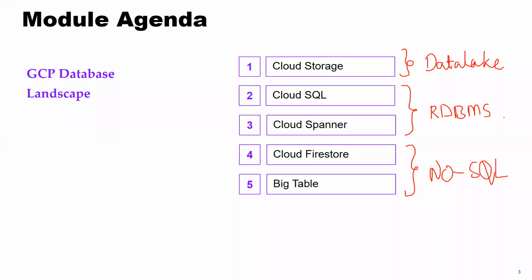Okay, so this is the database landscape. In the storage and database services, we have a total of 5 services, guys. One is Google Cloud Storage, the second is Cloud SQL, then Cloud Spanner, Cloud Firestore, and Cloud Bigtable. Out of these, the first one is a data lake, these two are considered RDBMS database services, and these two are the NoSQL databases.